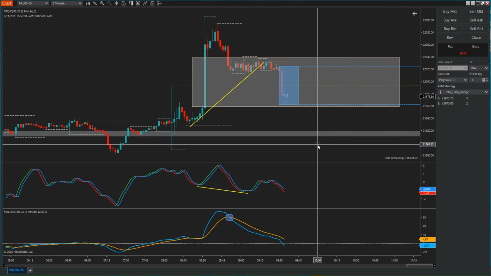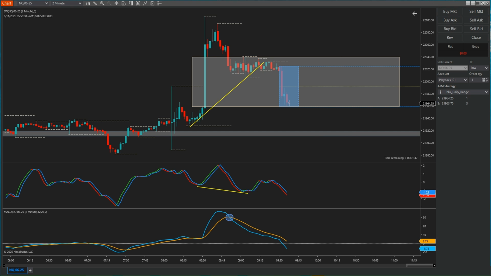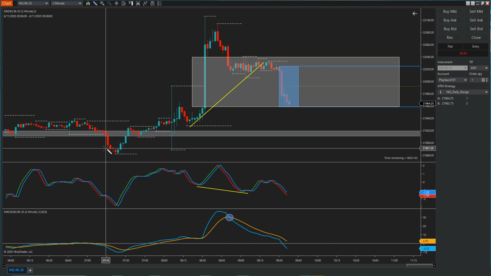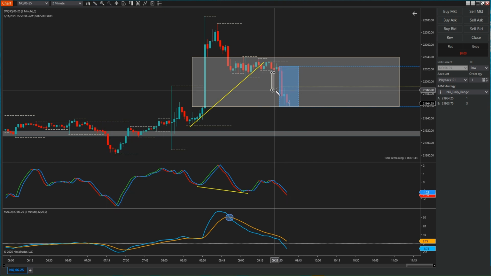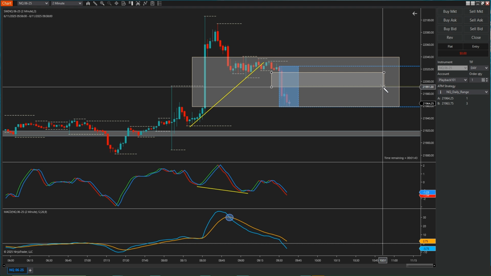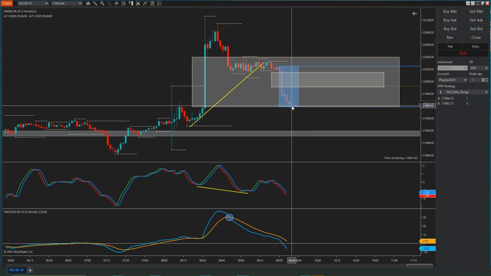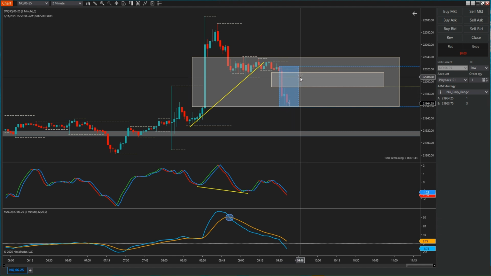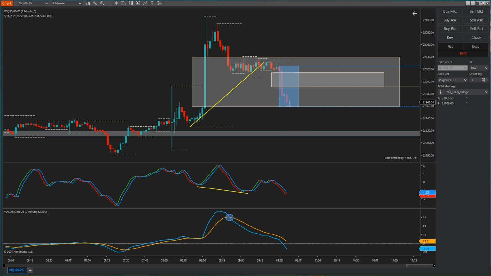We get into the open, and let me pause this here. We get into the open and right away we get a huge push down and we create a bearish fair value gap. Okay guys, so we'll see if price goes back and retests this area. We're going to look for that before we think about getting into a trade. Let's keep going.